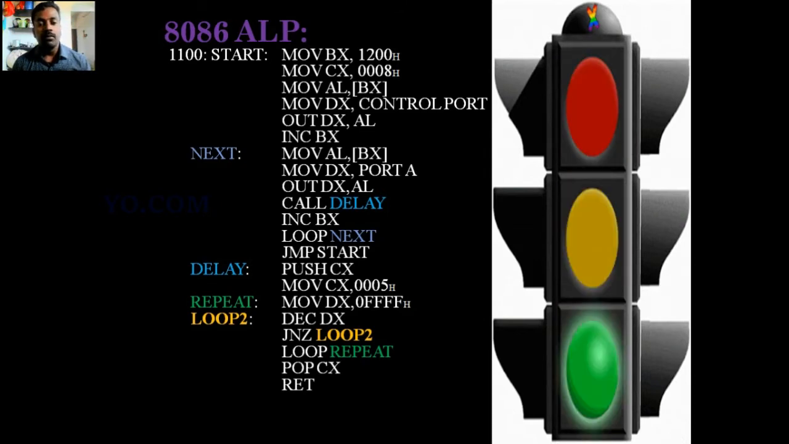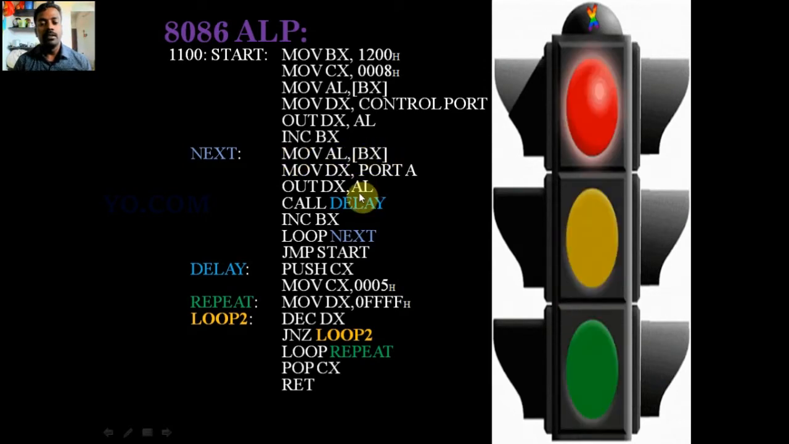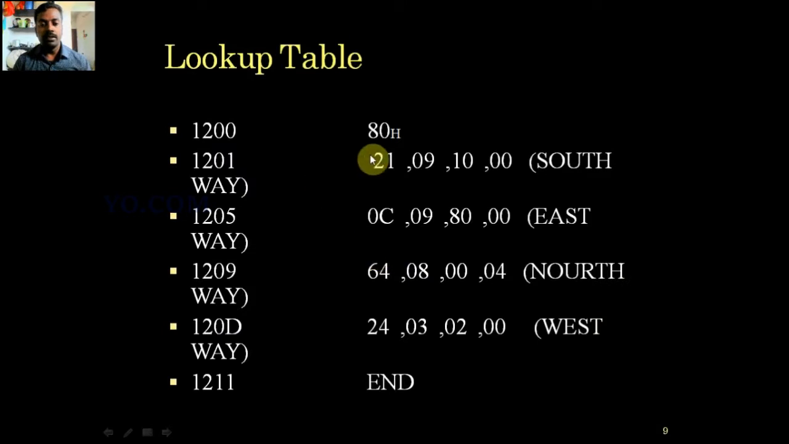Then move AL, BX: the second data is loaded into the AL register. Then move DX, port A, so the port A address is moved to DX. Then we do OUT DX, AL, so the AL value, that is the second data, is sent out. The first data is 80 and then 21, and these are the different control signals used to glow the different colors: south way, east way, north way and west way, then the end. So these are the lookup table.